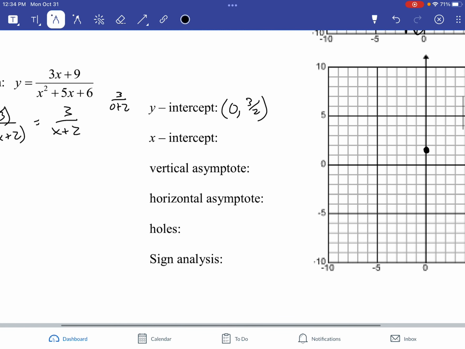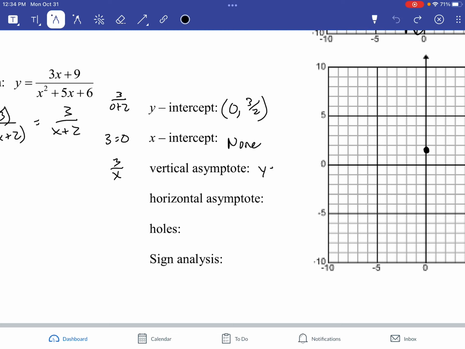Your x-intercept, you have the numerator, 3 equals 0. This is not true, so there is none. Vertical asymptote, just like the first one, we have 3 over x. Putting a very large number in for x, we get y equals 0.